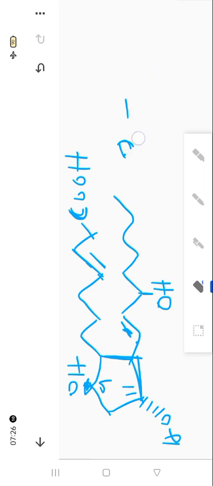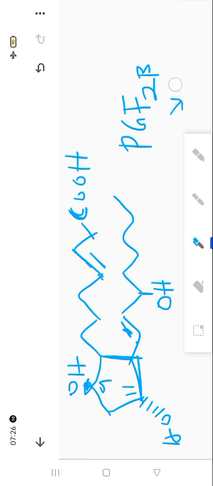So this becomes PGF2 beta, right? So it becomes PGF2 beta. So beta here denotes trans isomerism. All right, so that's about the PGF series.